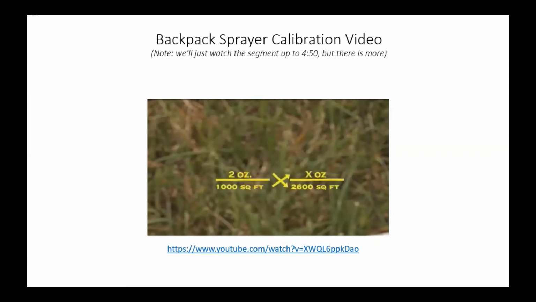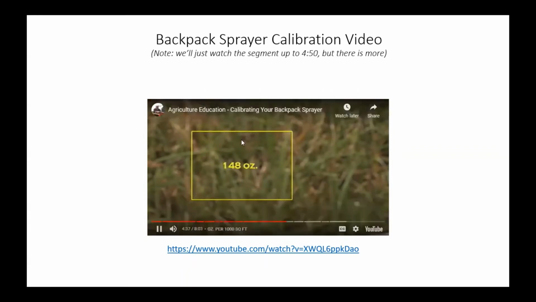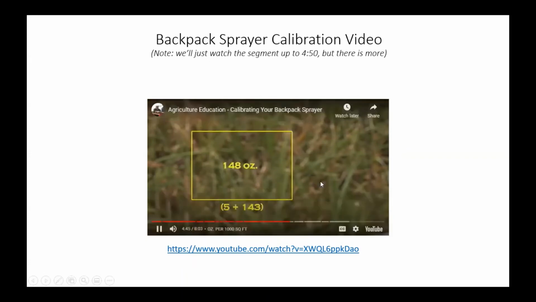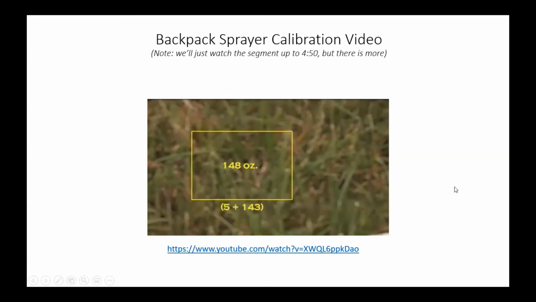To determine the amount of herbicide needed to be mixed with water, we'll use the following formula and cross-multiply again. So 2 ounces per 1,000 square feet equals X ounces per 2,600 square feet. Therefore, we'll need to apply 5.2 ounces. Let's just call it 5 ounces of herbicide for this treatment. Remember to account for those 5 ounces by subtracting it from the total amount of spray solution needed to treat the entire lawn. Because we'll need 148 ounces of total spray solution for the lawn, we'll add the 5 ounces of herbicide to 143 ounces of water.